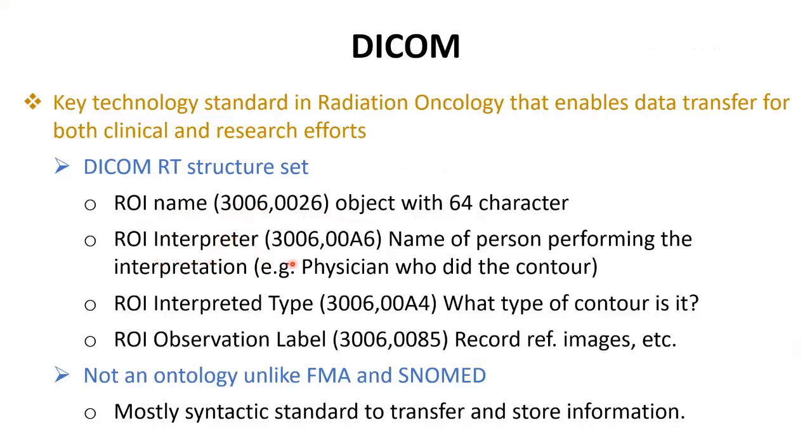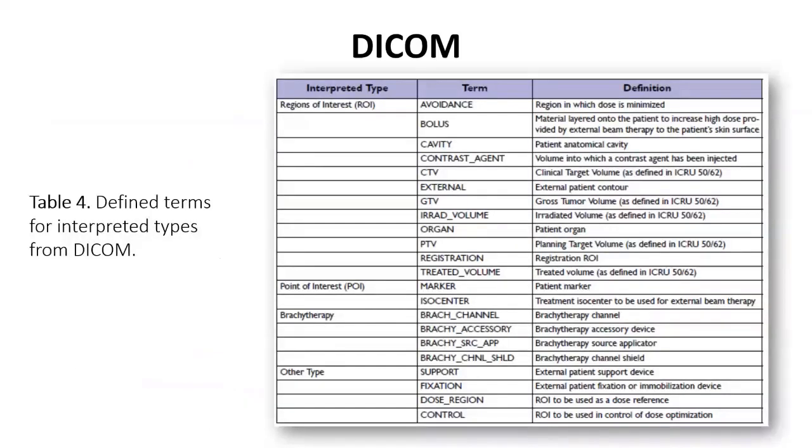ROI interpreter, which is the person performing the interpretation, for example, the physician who did the contours. ROI interpreted type, what type of contour is that? ROI observation label, like record of the reference images and so on. It's not an ontology like the FMA and SNOMED, but it gives you information about what type of objects you are using in your system. Mostly syntactic, a standard to transfer and store the information.